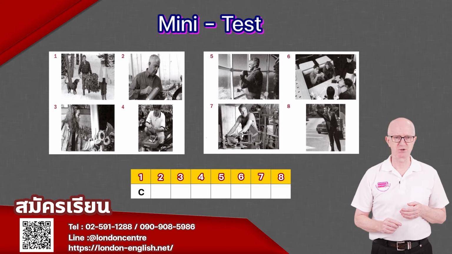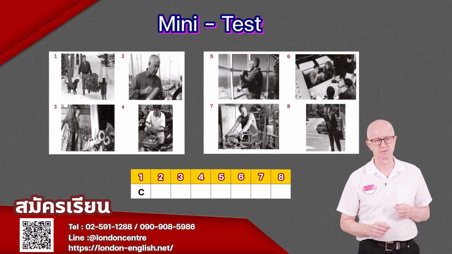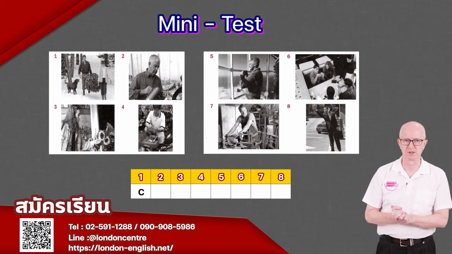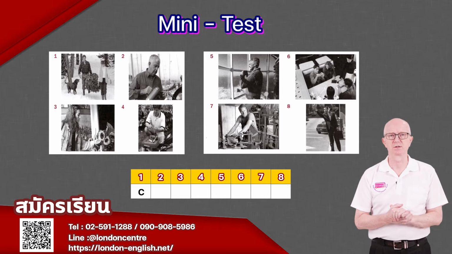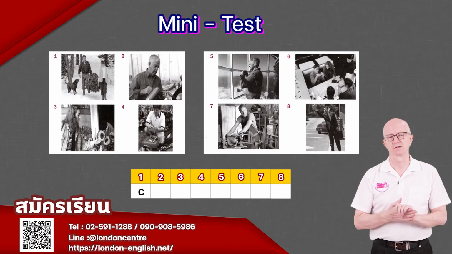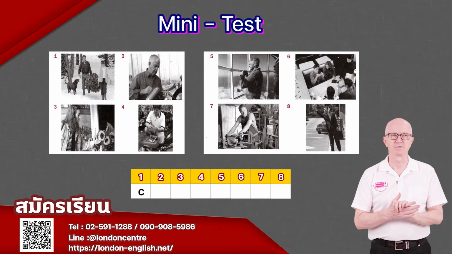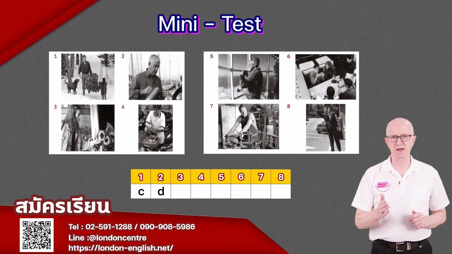Number 2. Look at the picture marked number 2 in your book. A. The man is making a copy. B. The man is folding a sail. C. The man is drinking from a cup. D. The man is pouring a drink. D is correct. The man is pouring a drink.